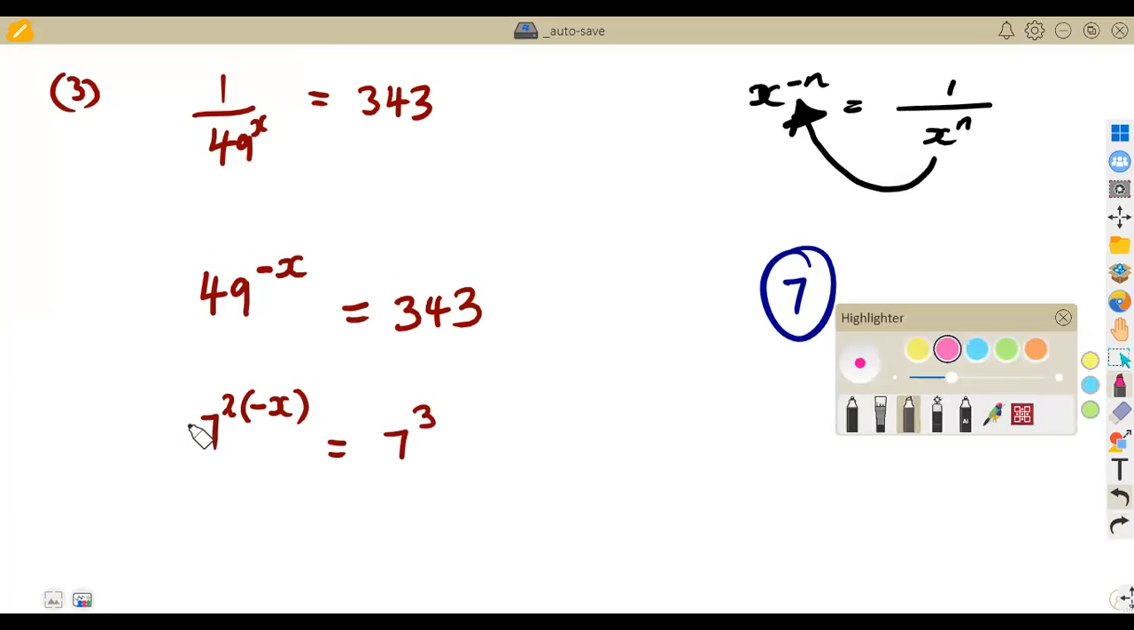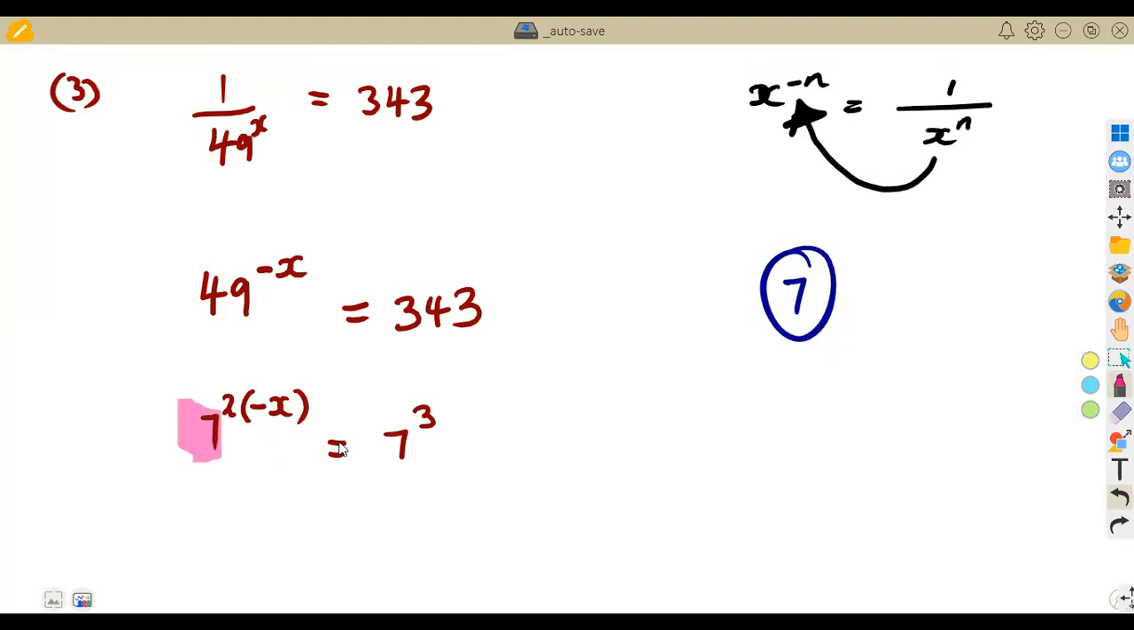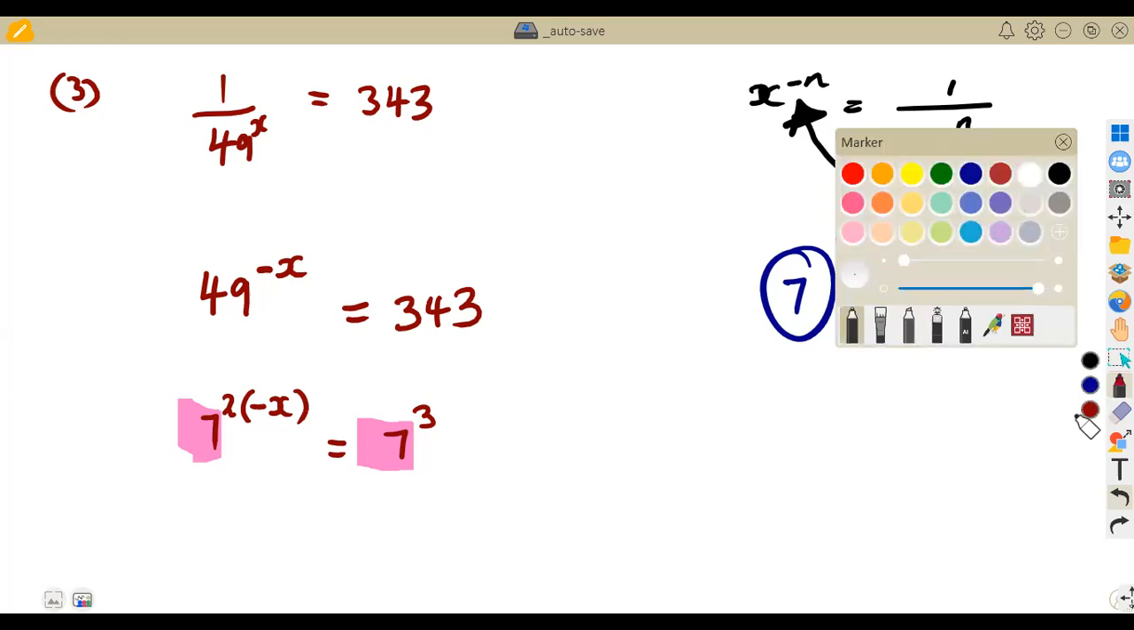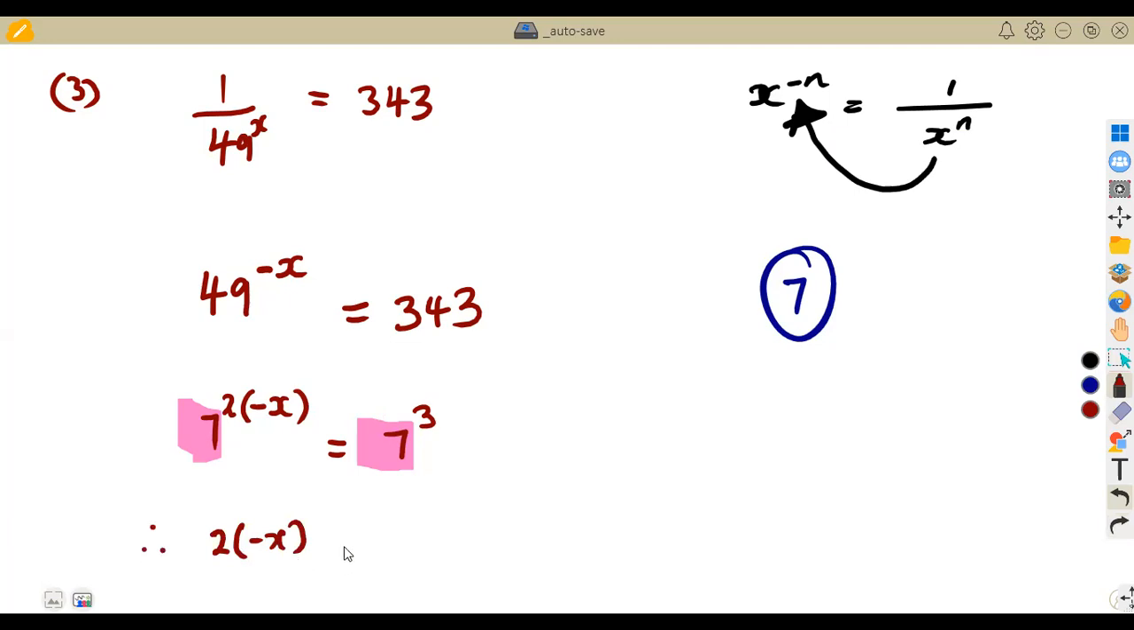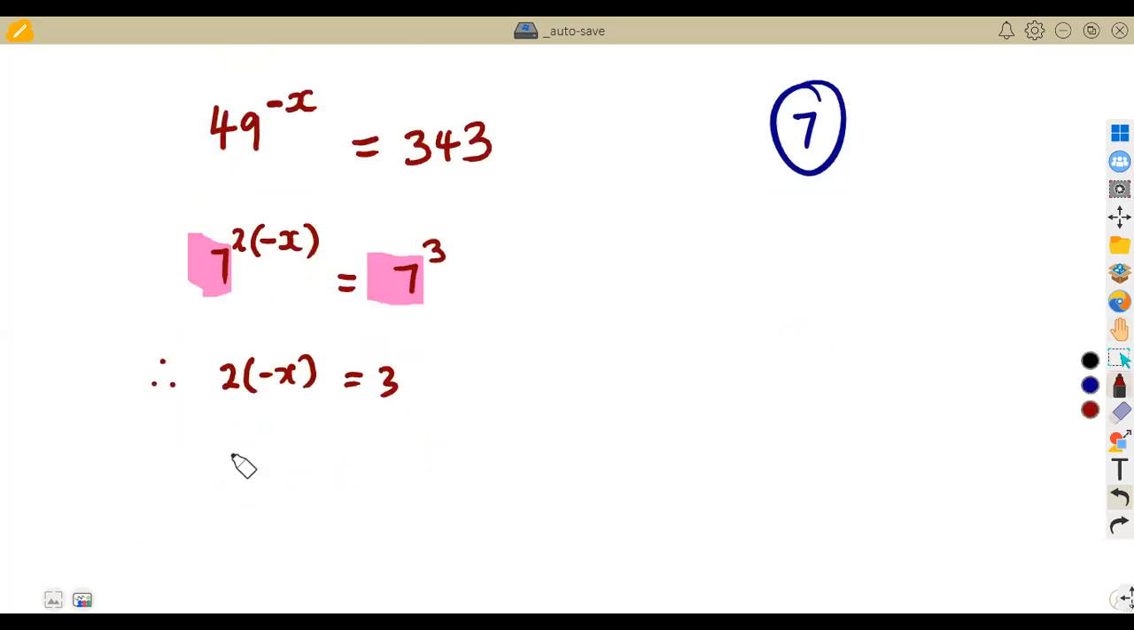Because what you need is to have these bases, 7 and 7, to be the same. And if they are the same, what do I do? I equate the exponents together. So I'm going to equate these 2 times minus x to 3. So it's an equation that I have formed there. 2 into minus x means I'm going to multiply 2 times minus x. What do you get from there? That's a negative 2x. Negative 2x is equal to 3.